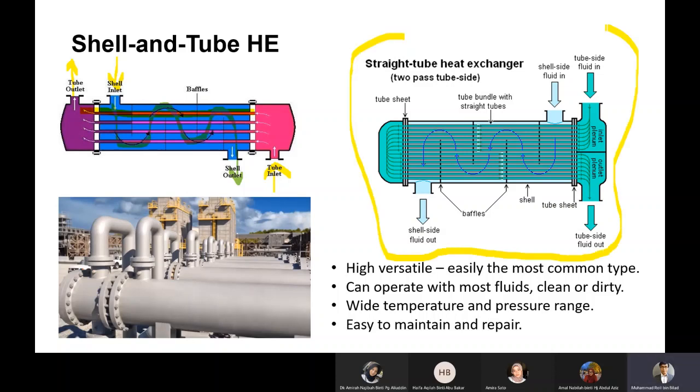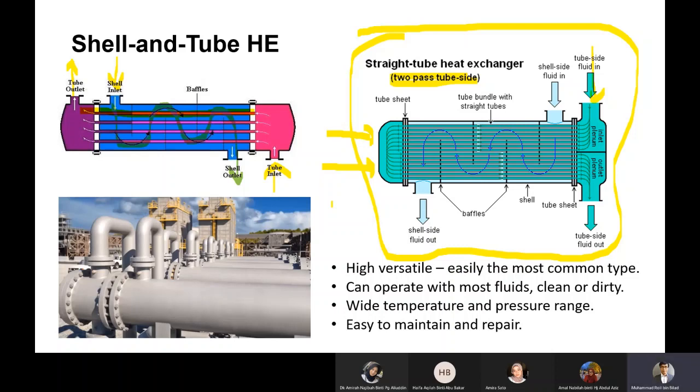This one is called a straight tube heat exchanger, and it says two-pass tube side. So what is two-pass tube side? You see, the tube starts from the top here, comes in here, goes to the end, and then bends down. So basically, this is pass number 1, and this is pass number 2. So this is a two-pass tube side shell and tube heat exchanger.